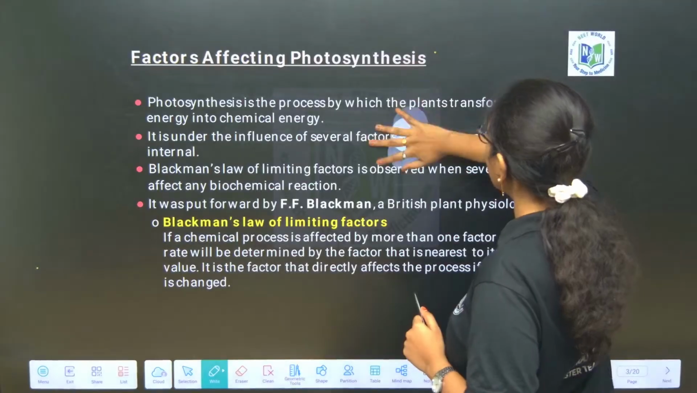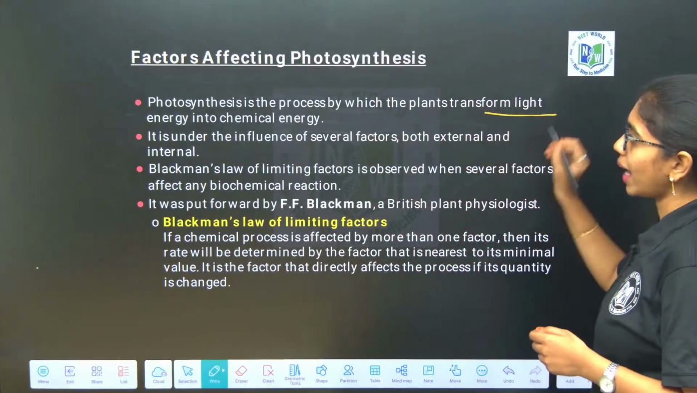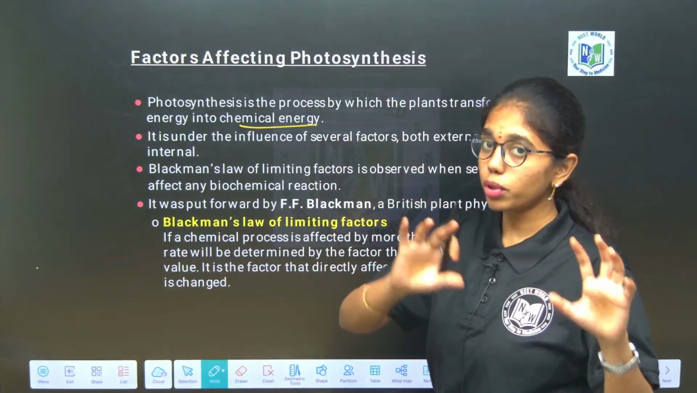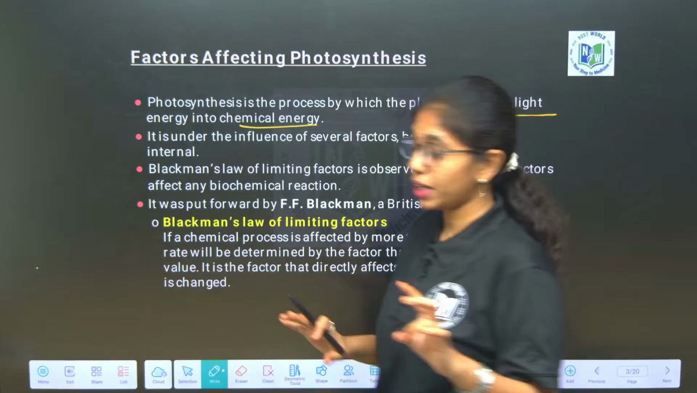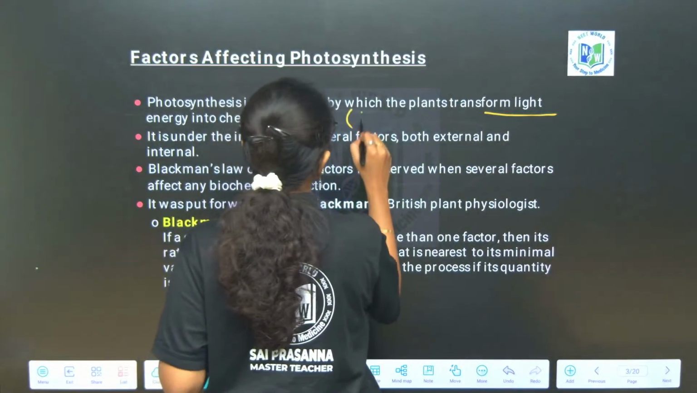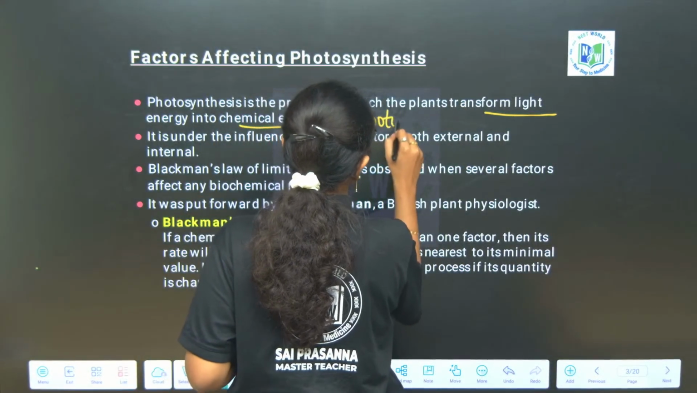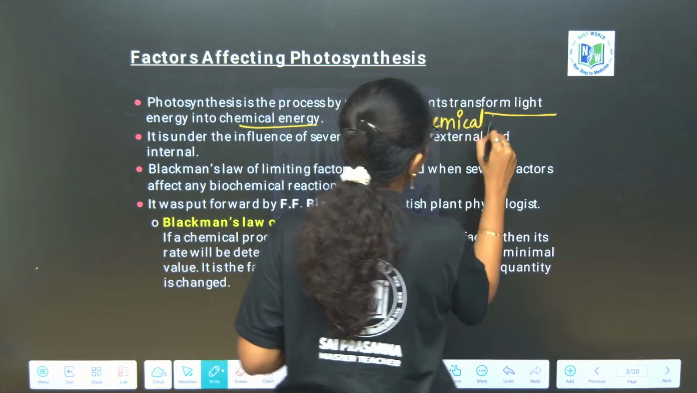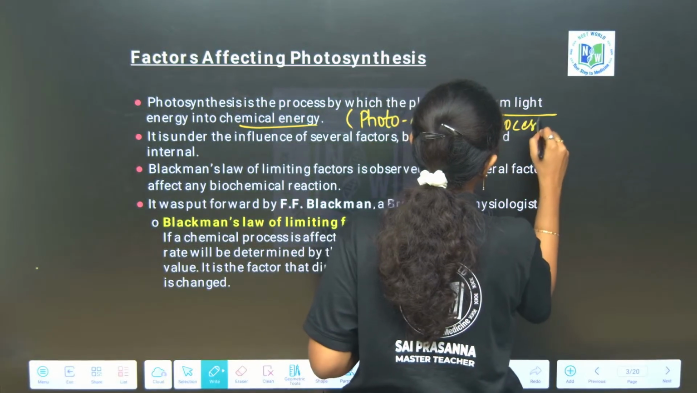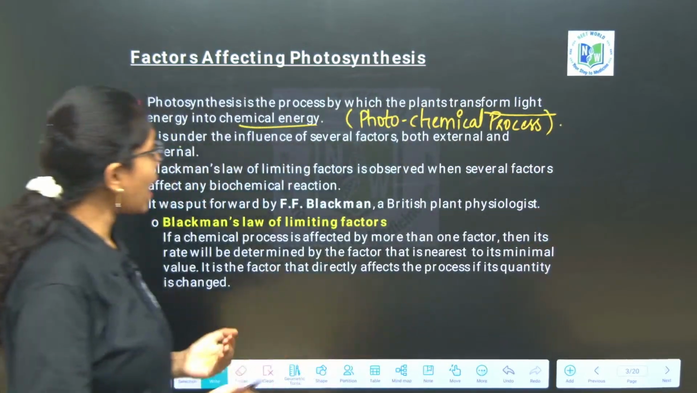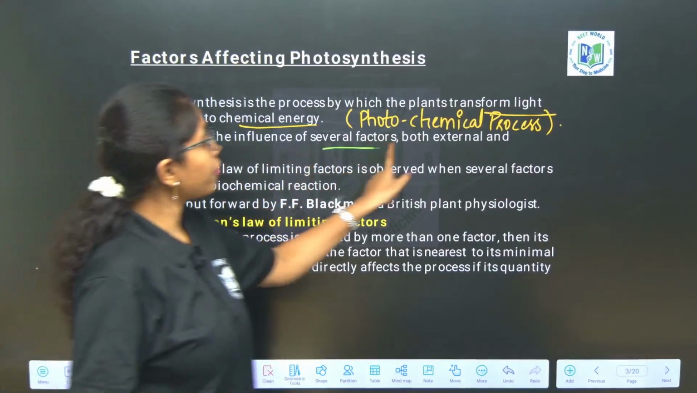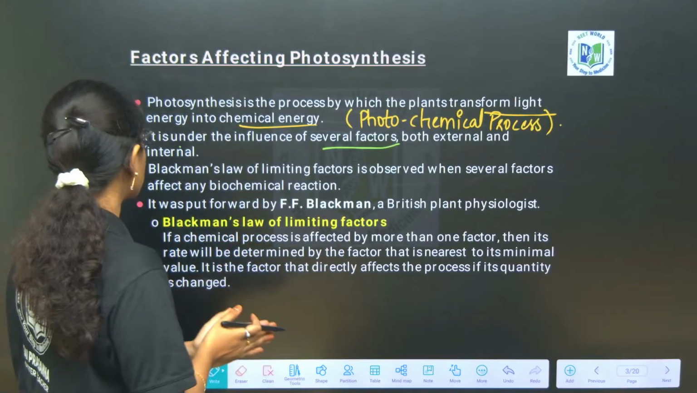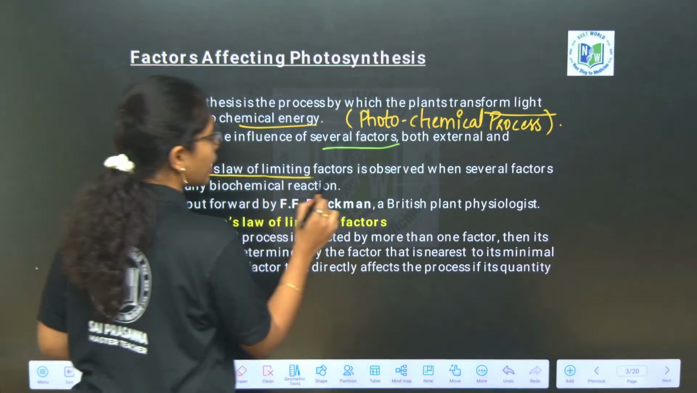Photosynthesis is the process by which plants transform light energy into chemical energy. We know that light energy, photons, is transformed to chemical energy, that is ATP and NADPH. That is why this is called a photochemical process. And it is under the influence of several factors, both external factors and internal factors decide this process.